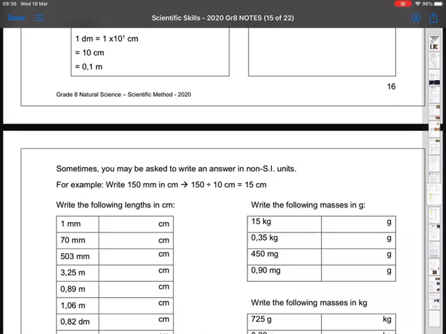Grade 8, hello, this is video 2. So in the last video we revised deca and deci. Now we're going to move on to converting area and volume.